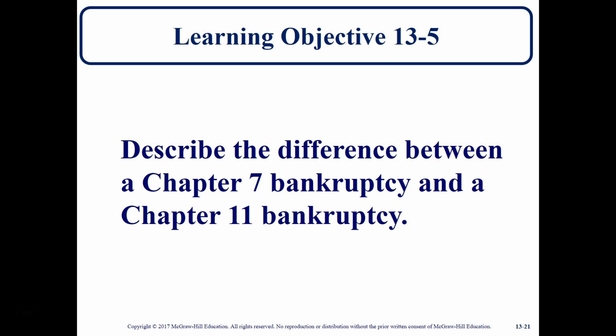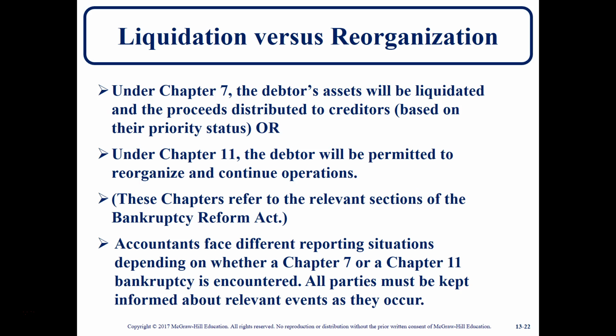The fifth objective. Describe the difference between a Chapter 7 bankruptcy and a Chapter 11 bankruptcy. Liquidation versus reorganization. Under Chapter 7, the debtor's assets are liquidated and the proceeds distributed to creditors. So again, Chapter 7 is usually done for individuals. The debtor's assets are sold, gone, business is finished, done.